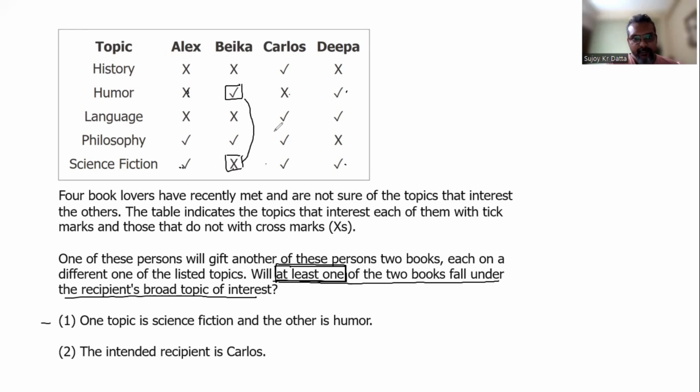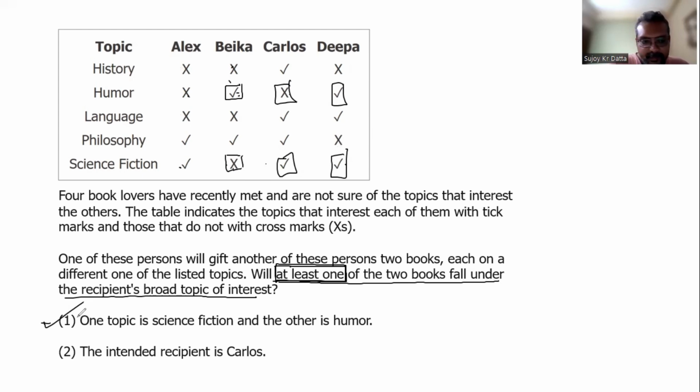The main point of contention was that B did not like science fiction, but then it's made up using humor. So if instead of humor, the other book was history, then there is a problem because B will not like it. But here it is humor and B has a tick. So one of them is a tick. So that's fine. C likes one of them. D likes both of them. So irrespective of whoever the book is for, definitely yes.